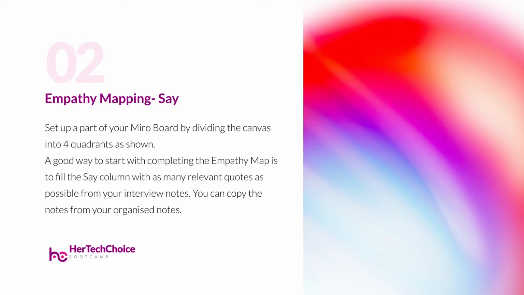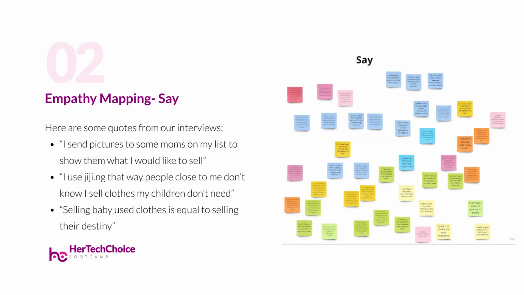In the say column, first off, you have to set up a part of your Miro board by dividing the canvas into 4 quadrants. A good way to start with completing the empathy map is to fill the say column with as many relevant quotes as possible from your interview notes. You can copy the notes from your organized notes, that is the notes you took during your interviews.